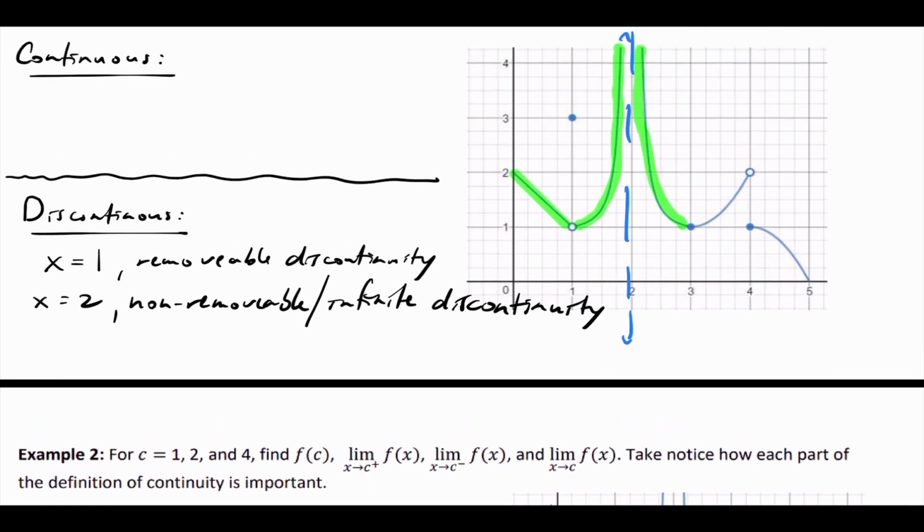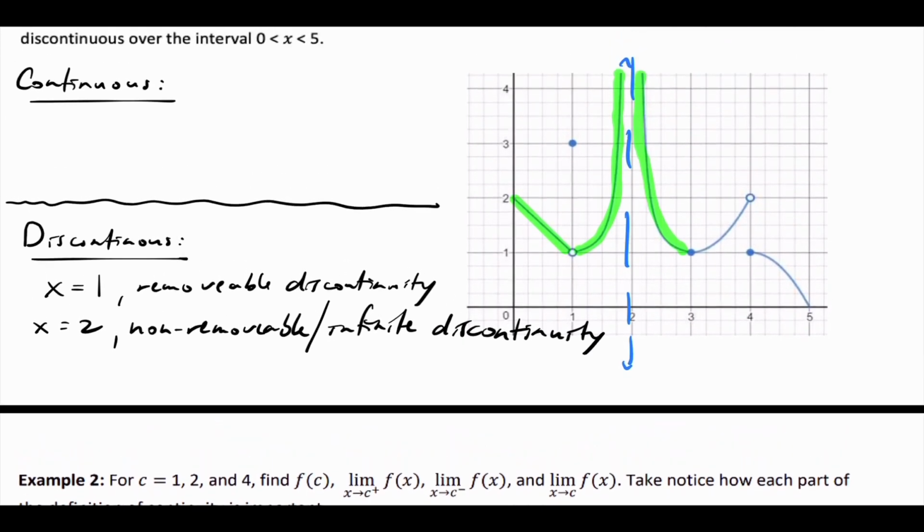Okay. So let's keep going. Where else is it? Looks like at x equals 4, right? At x equals 4 is also discontinuous. Also non-removable, but jump, yeah. So we would say non-removable / jump discontinuity.